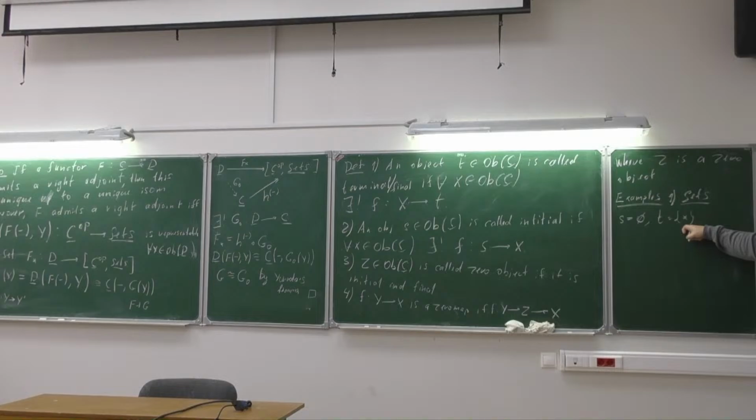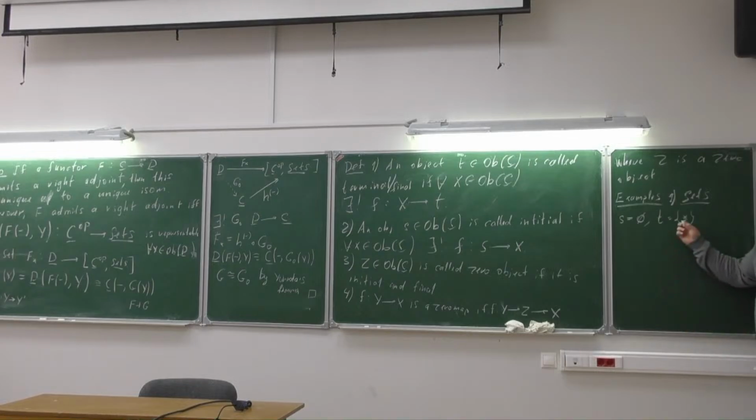It's clear that from any set there is just one map to the singleton. You take any set, and there is only one map that takes any element in the set and sends it to this star. So there are no other options.